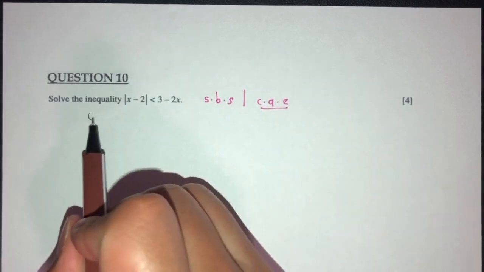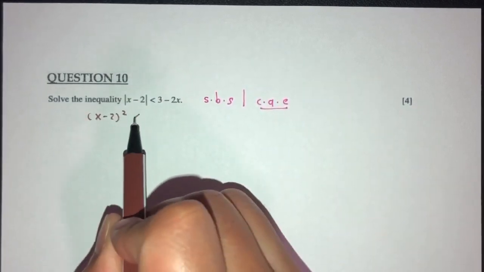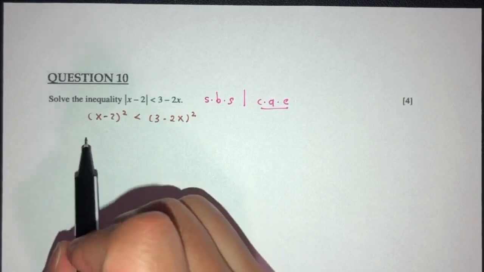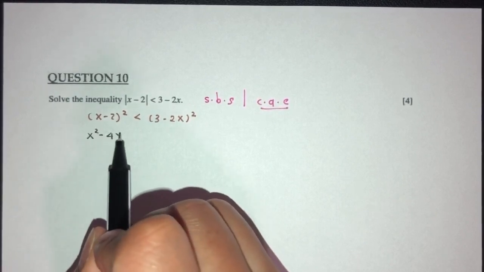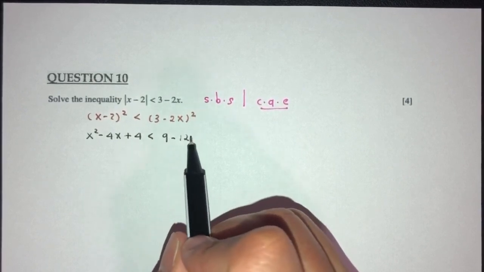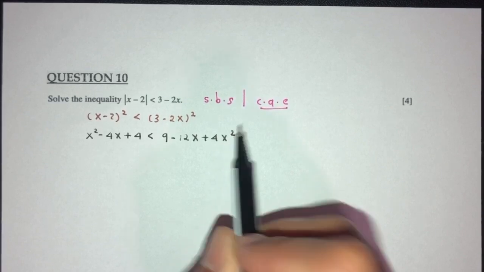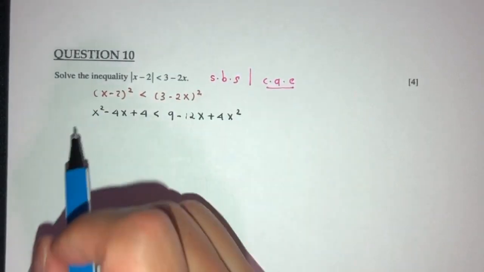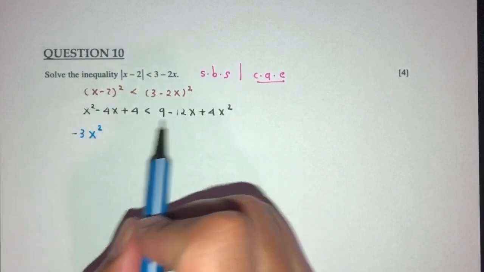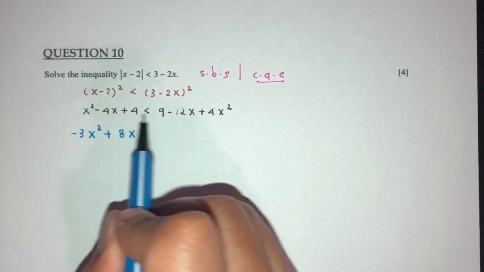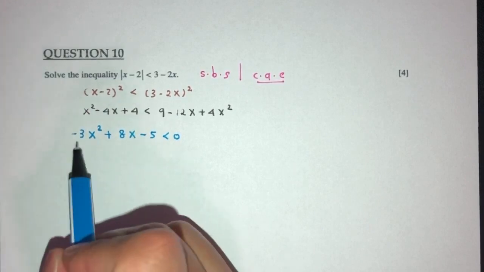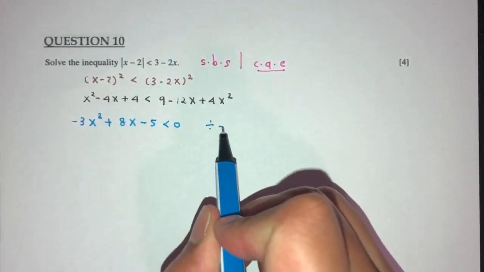First, square both sides. You will have x minus 2 squared less than 3 minus 2x squared. That will become x squared minus 4x plus 4 less than the value of 9 minus 12x plus 4x squared. Now send everything to one side to simplify. So 1 minus 4 is minus 3. Minus 4 plus 12 should be plus 8. This one minus 9 should be minus 5, less than 0. Obviously, I prefer to work with the positive value here. Let me divide by minus 1 everywhere.